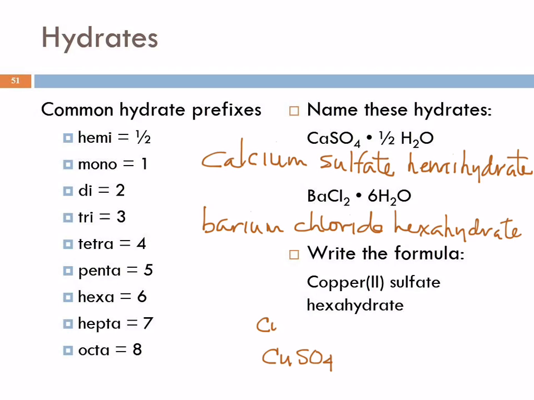So we have to think about the charges. Copper 2 is Cu2+. Sulfate is SO4 2-. So it's just one of each. And then a dot and 6H2O. Any questions?